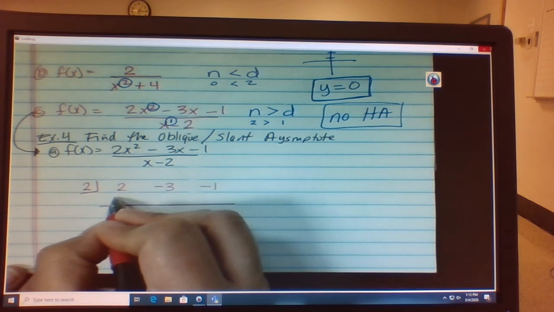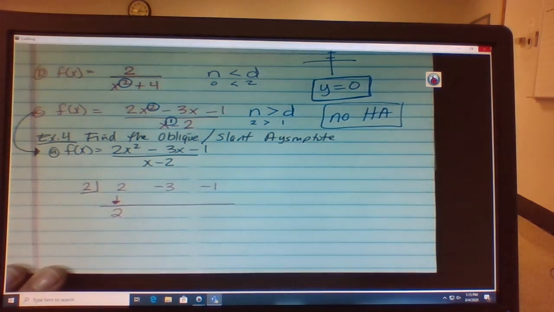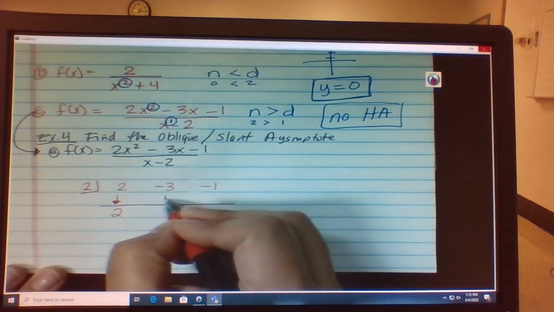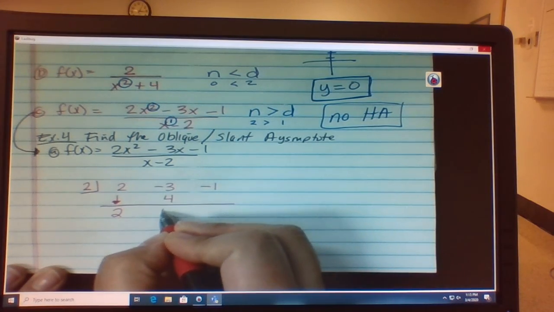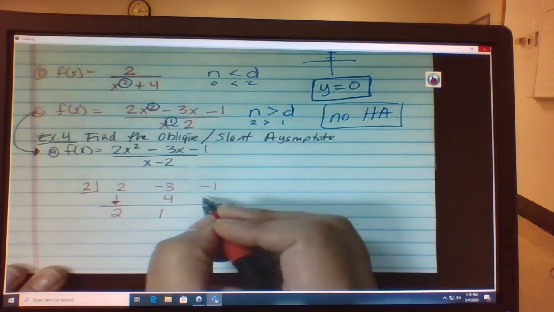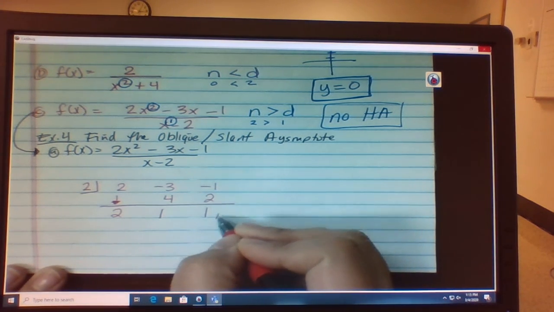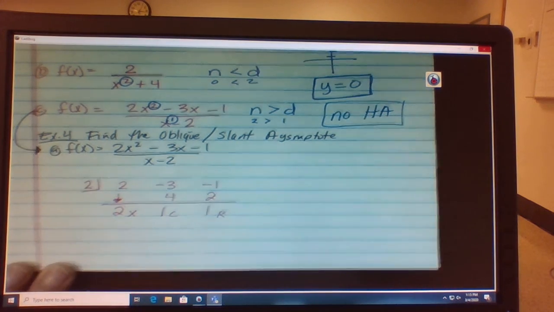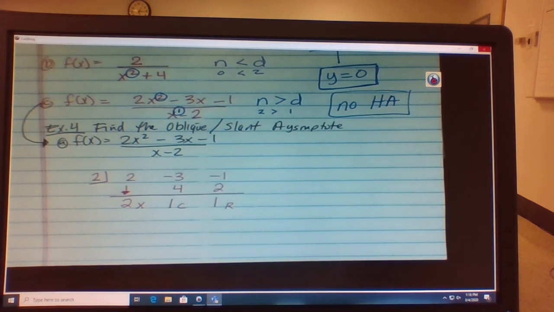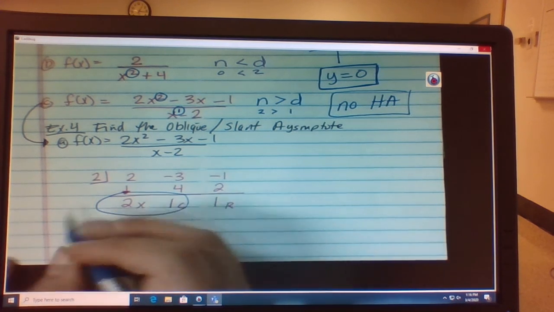The rule is to always bring down the first number. So that's a 2. What's 2 times 2? 4. Negative 3 plus 4 is a 1. 2 times 1 is a 2, and this is a 1. We learned this was the remainder, we learned this was the constant, and we learned this is your x. Yes? When it comes to the oblique asymptote, you don't care about the remainder. This is what you care about.